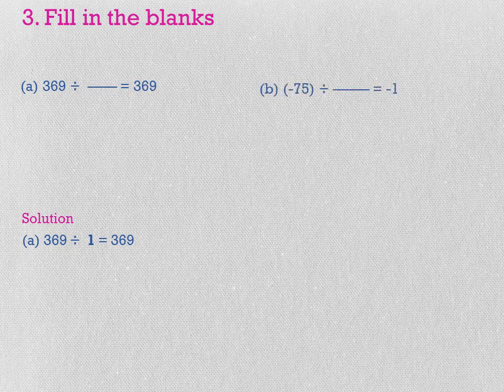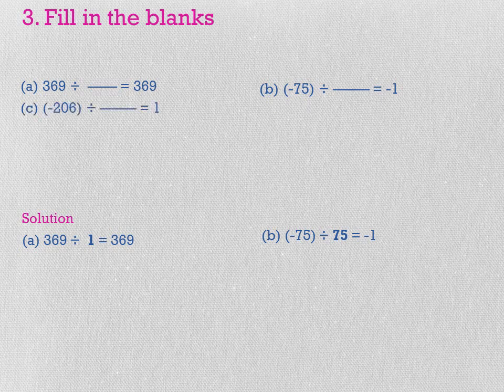B. Negative 75 divided by dash is equal to negative 1. Here also the answer is not positive 1, it is negative 1. For getting a negative answer, a negative integer divided by a positive integer is negative. Therefore, the answer is a positive integer. Therefore, negative 75 divided by positive 75 is equal to negative 1.